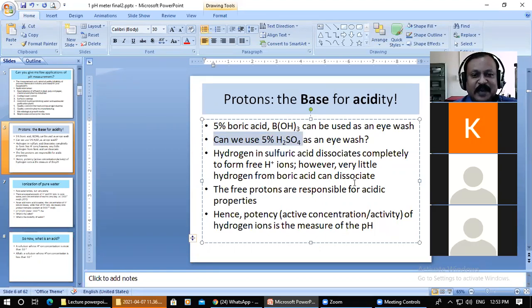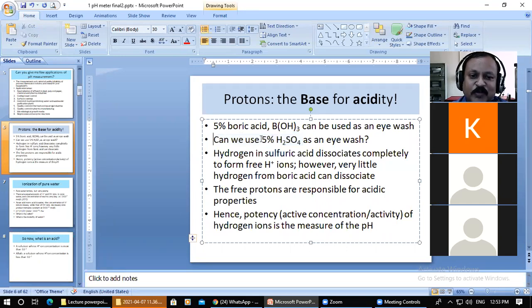My question is, can I use H2SO4 or even HCl, hydrochloric acid, to wash the eyes? H2SO4, strong acid maybe. Yeah, compared to boric. Yes, yes. Who is that? Who answered this? Prashant sir. Okay, Prashant, that is very good that you have told.